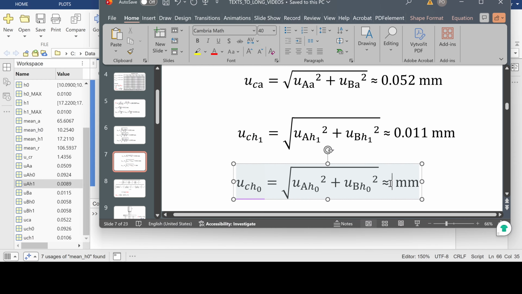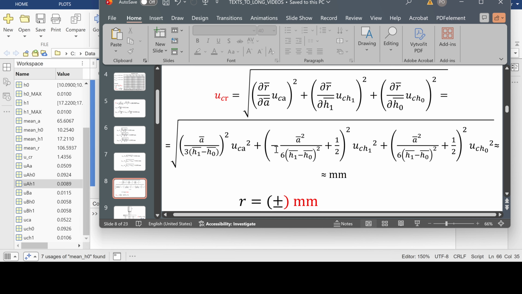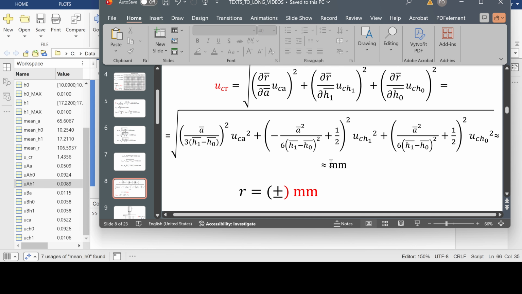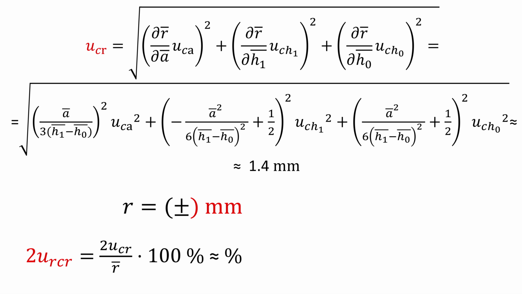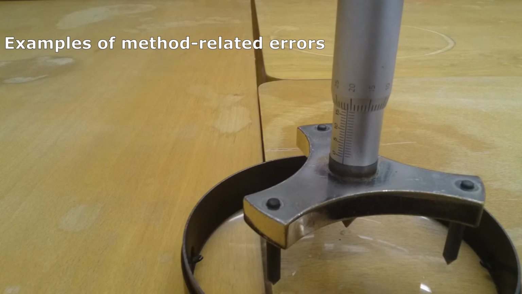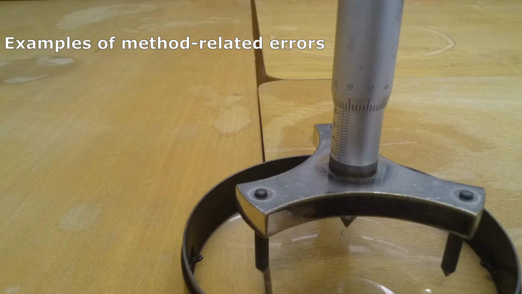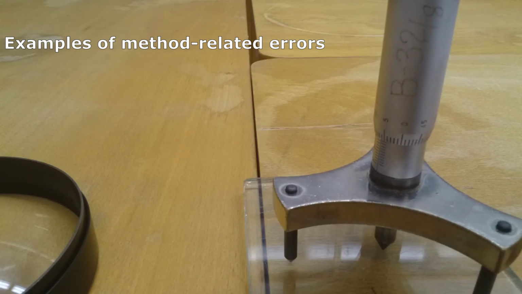In this way, type A uncertainties account for random measurement errors, while type B uncertainties account for systematic instrument errors. However, systematic errors of the measurement method are not included here, so they must be described in the conclusion of the report. Examples of method-related errors include the following. When the central tip of the spherometer touched either the spherical or flat surface, the instrument sometimes lifted slightly, resulting in smaller values of h1 and h0.